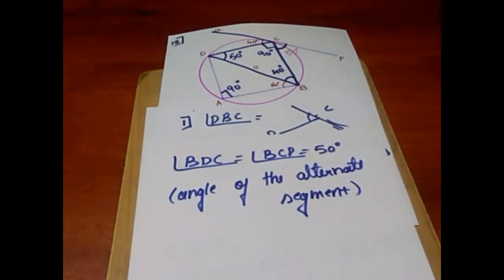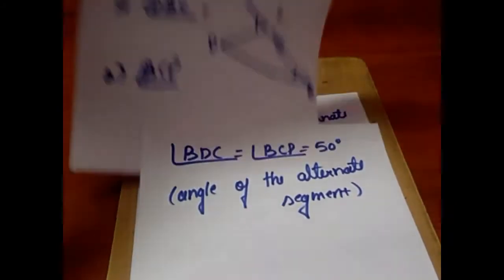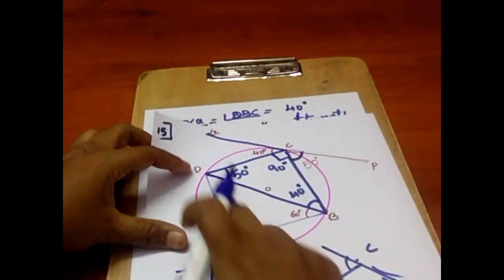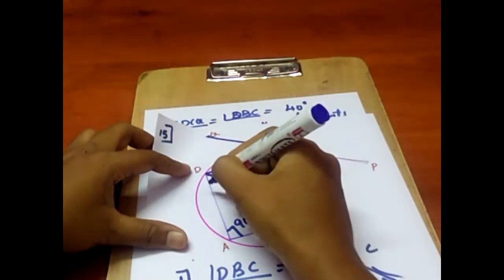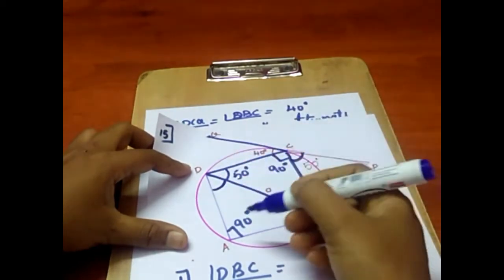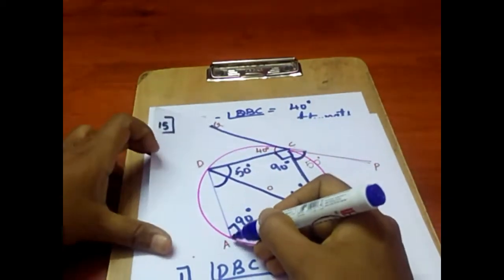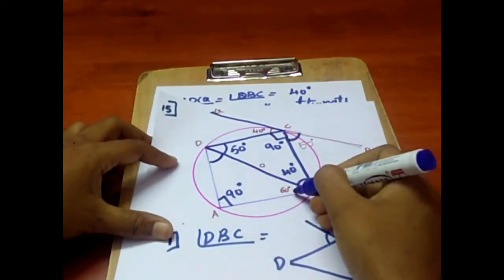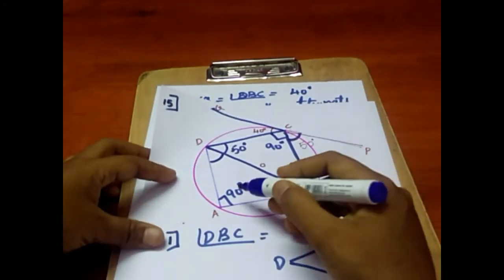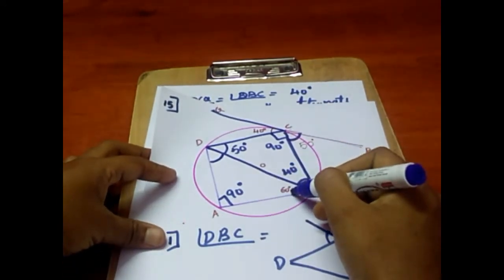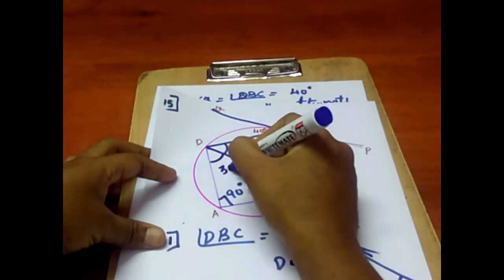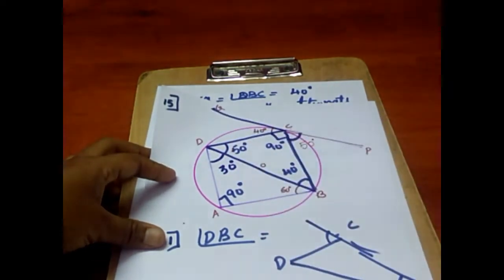Now what is the third angle to be calculated? That is angle ADB. I hope you are able to do this, children. So already we have marked one angle as 90 degrees, angle in a semicircle. One angle is given as 60 degrees. So 90 plus 60 is 150. Hence the measure of angle ADB will be equal to 30 degrees.